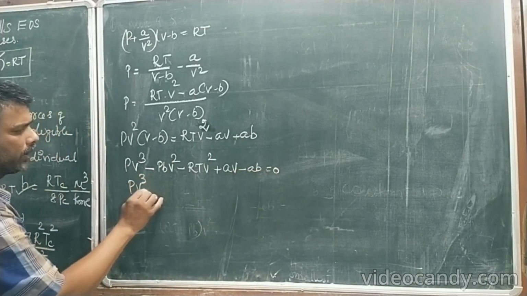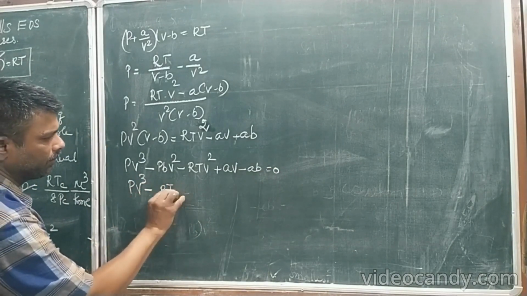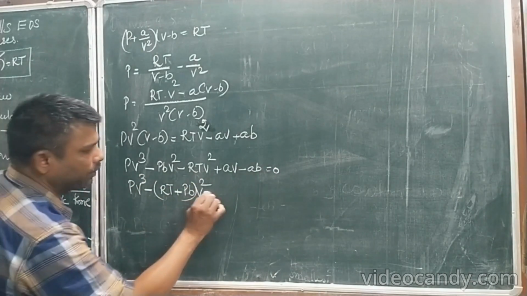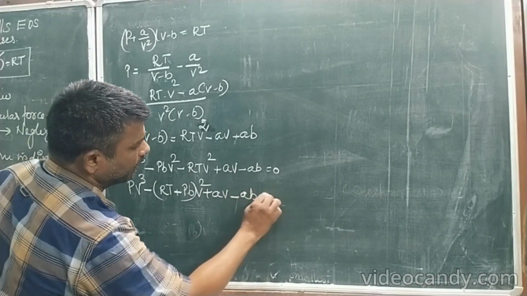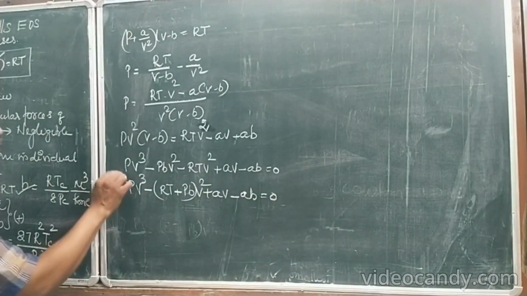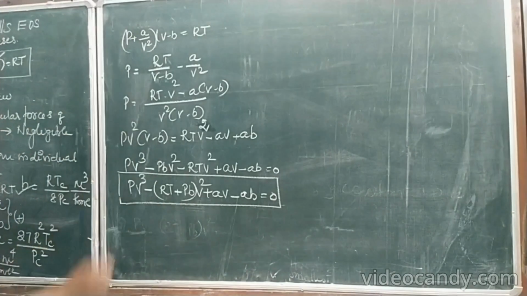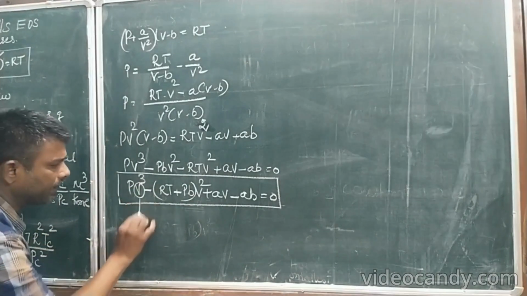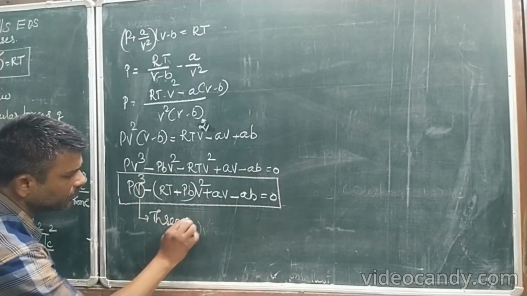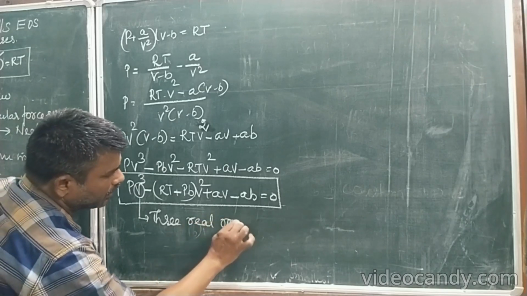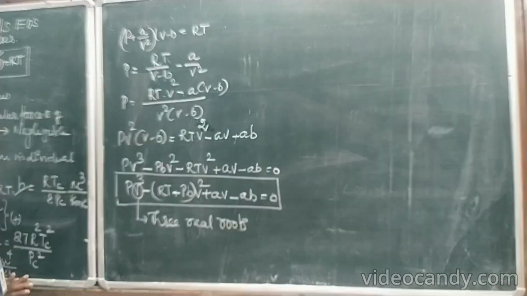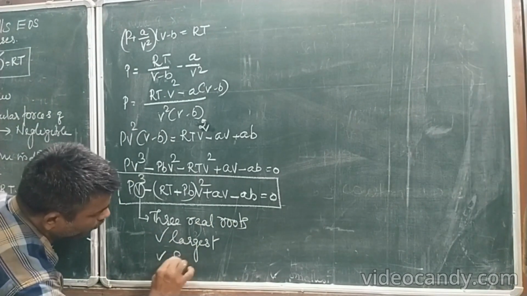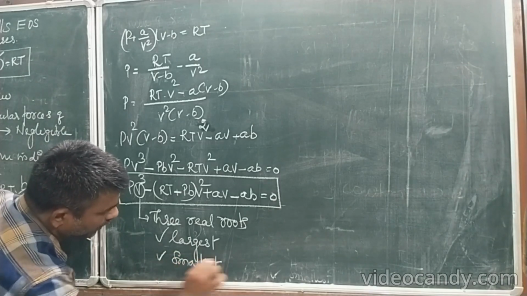So PV³ − (RT + Pb)V² + aV − ab = 0. This is a cubic equation of state. So the van der Waals equation is also called a cubic equation of state. It gives three real roots for volume. One is the largest, another is the smallest, and the third one is intermediate.